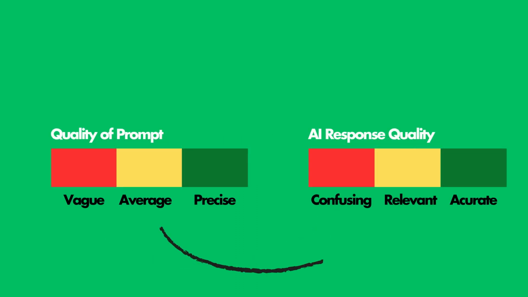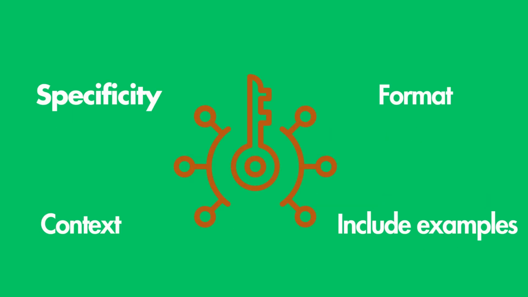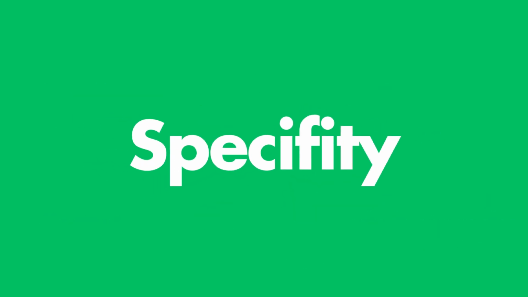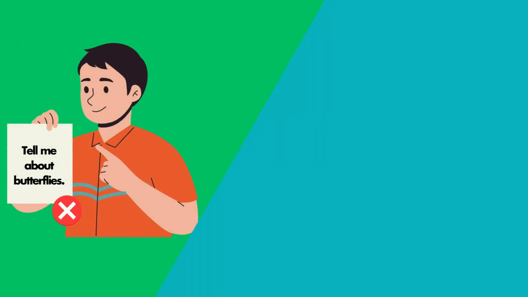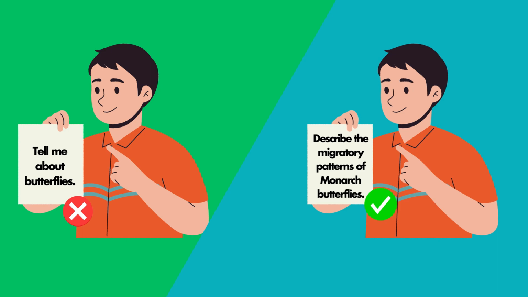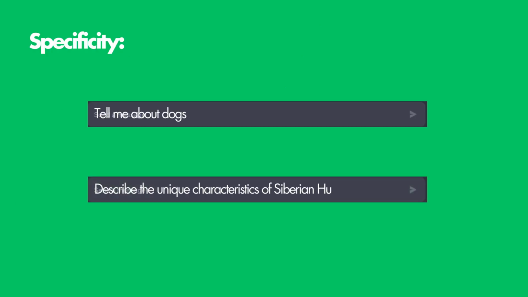Prompt engineering is crucial because the quality of your prompt directly influences the AI's response. A well-crafted prompt can lead to accurate and relevant outputs, while a poorly constructed one might yield confusing or irrelevant results. So let's explore some key strategies to master prompt engineering. First and foremost, specificity is the key. Rather than asking vague questions, provide clear context and details. For instance, compare "tell me about dogs" to "describe the unique characteristics of Siberian Huskies." The latter prompt guides the AI towards a more precise response.